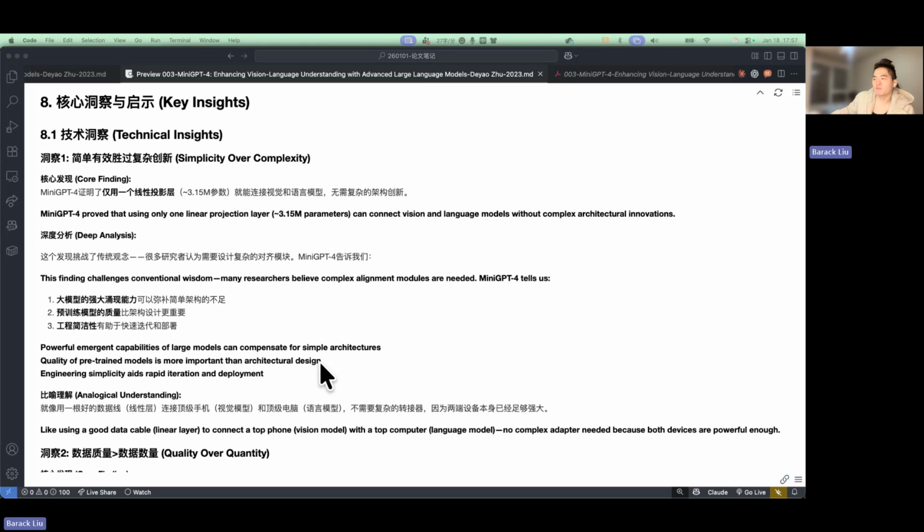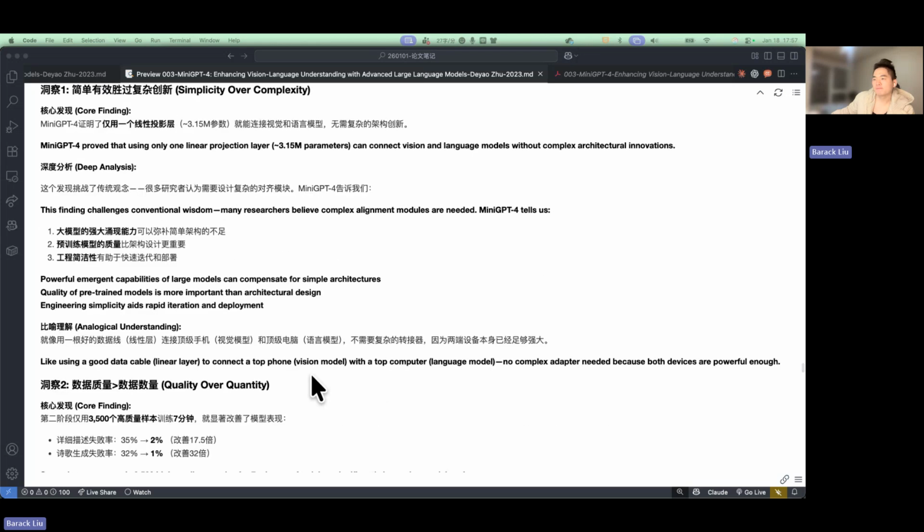Quality of pre-trained models is more important than architectural design. Engineering simplicity is rapid iteration and deployment. Like using a good data cable, the linear layer, to connect a top phone with a top computer. No complex adapter needed because both devices are powerful enough.